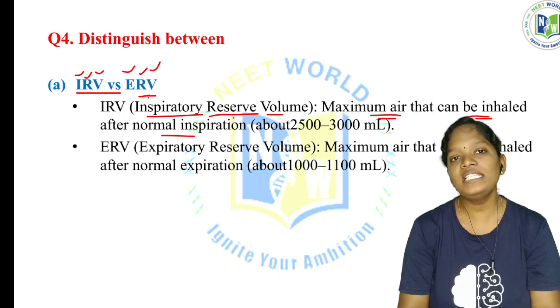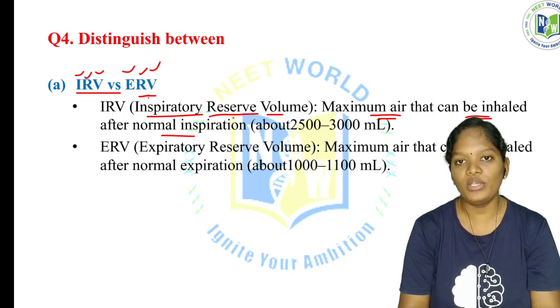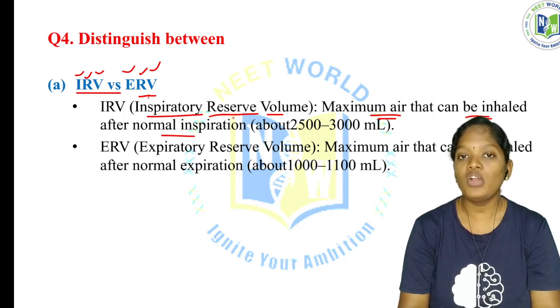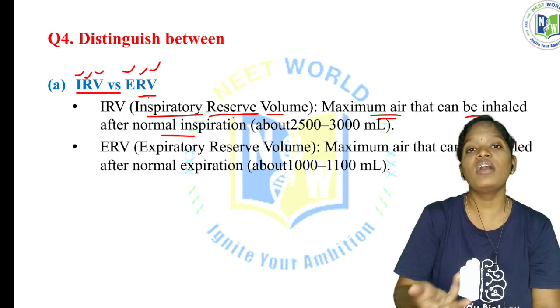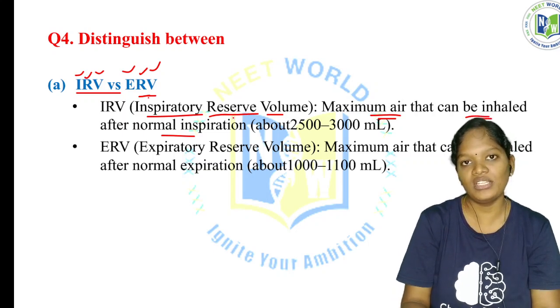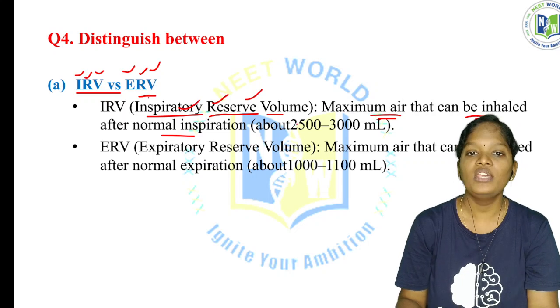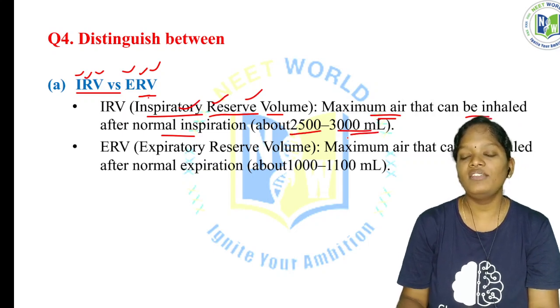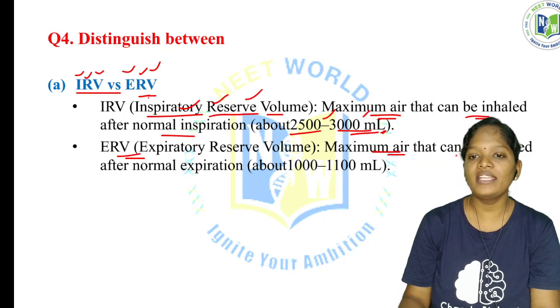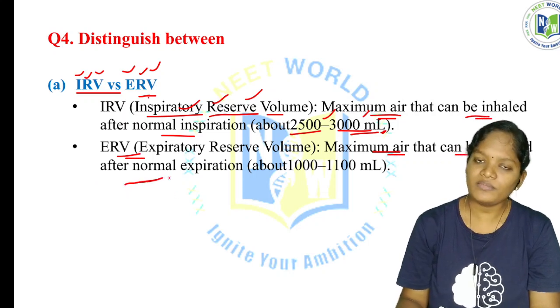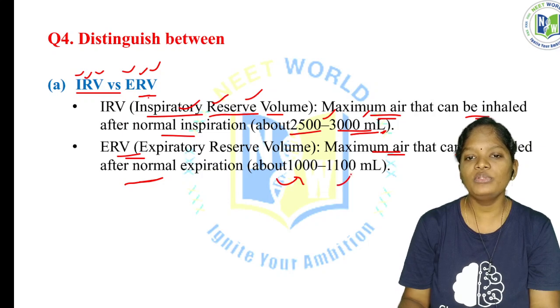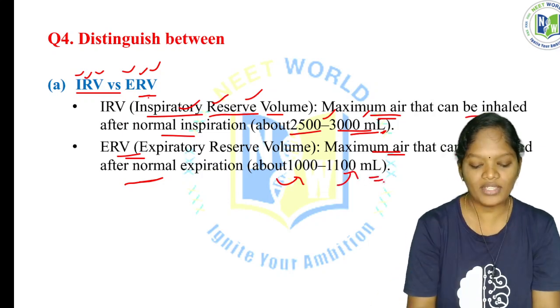Now what is inspiratory reserve volume? It is the air beyond the normal air. Whenever we are doing some yoga or meditation, we inhale some extra air even after the normal inspiration. That is called the inspiratory reserve volume. It will be around 2500 to 3000 ml. An expiratory reserve volume is the maximum air that can be exhaled after the normal expiration, about 1000 to 1100 ml. So just listen to me.